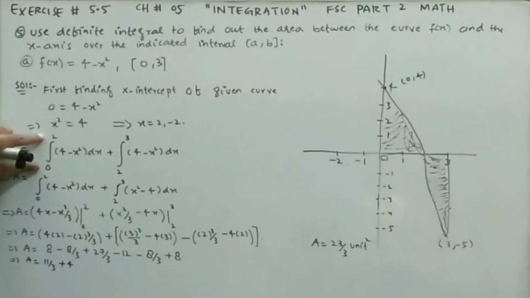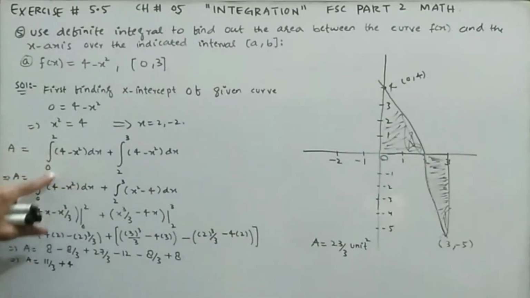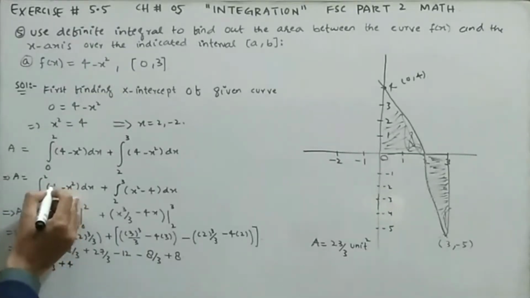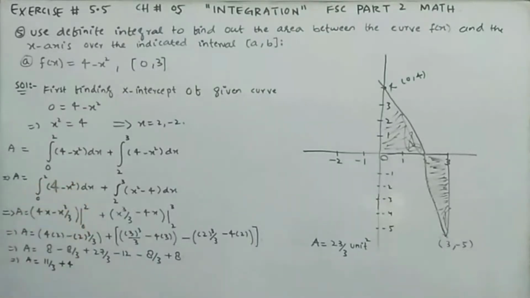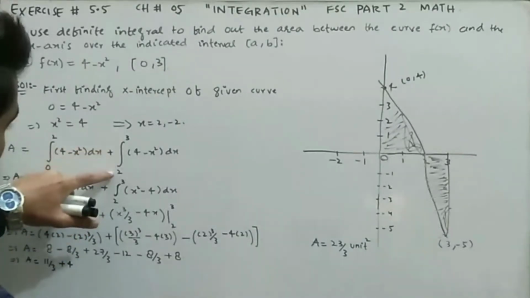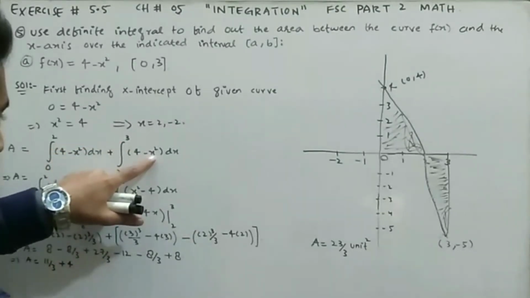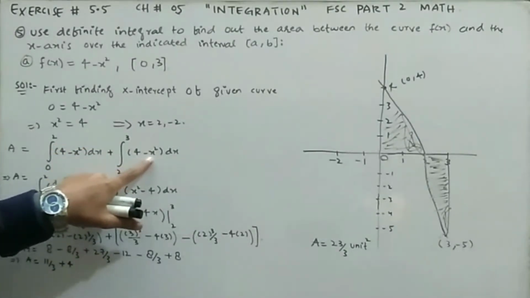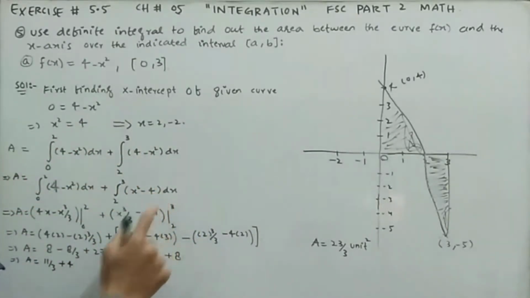Now in this interval 0 to 2, let's suppose I put 1 over here, it gives us positive value 3. So I will not change this function over here. This is the second step to solve these types of questions. Now in this interval 2 to 3, let's suppose I put 2.5 over here, it will give me negative value. So I will reverse this function. It becomes x square minus 4 into dx.